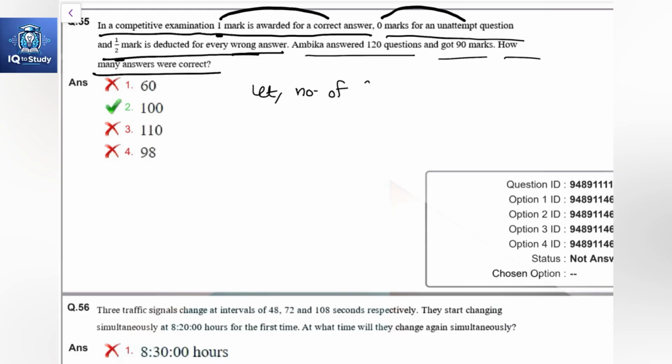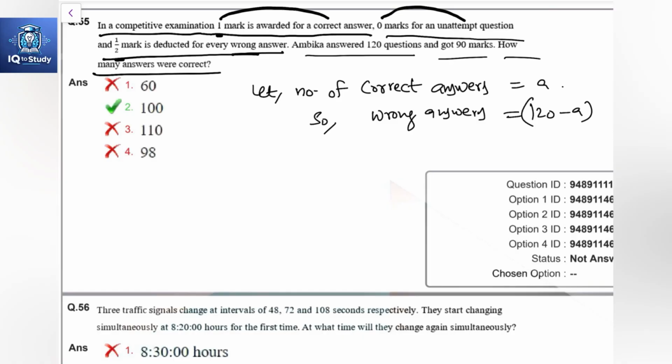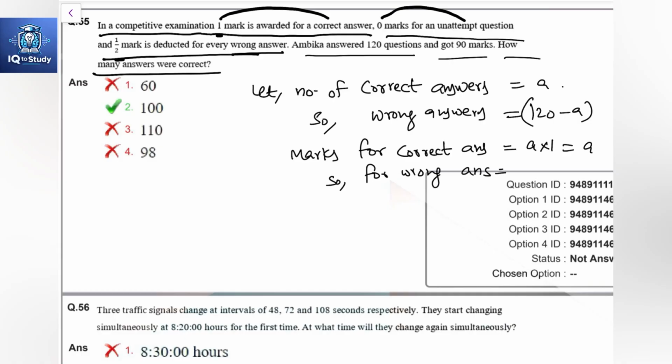Let number of correct answers be A. So wrong answers becomes 120 minus A, and marks for correct answers is equal to A into 1, which is equal to A, and for wrong answers it is 120 minus A into 0.5, which is equal to 60 minus 0.5A.